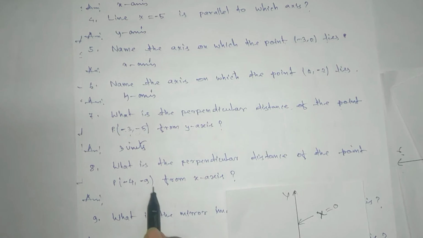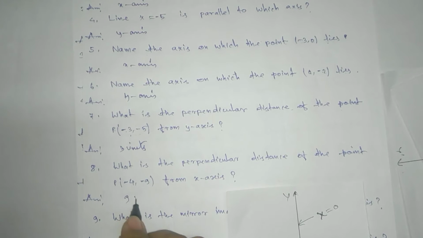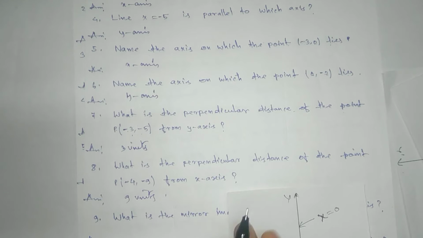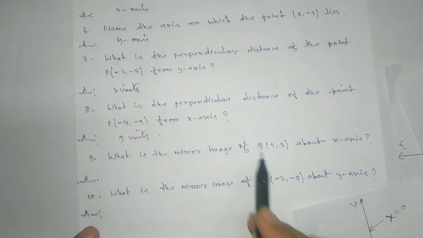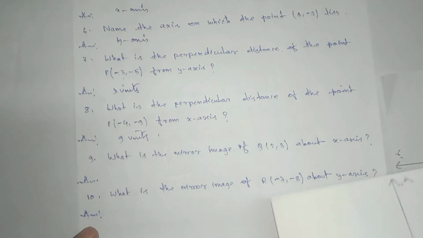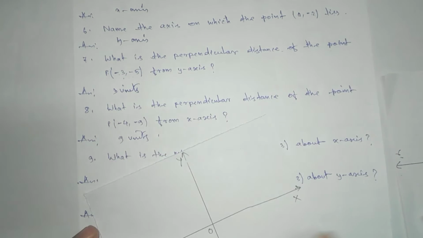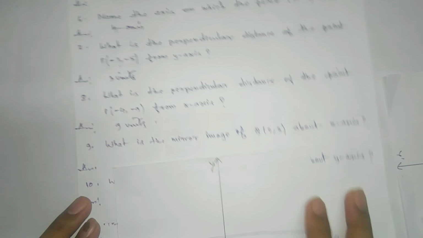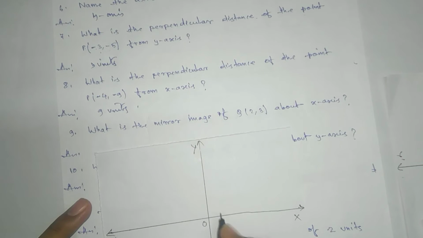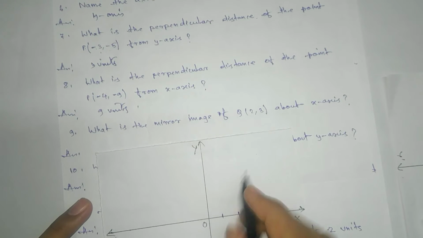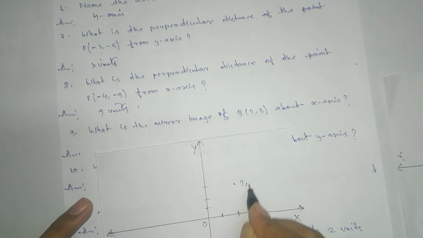So for x-axis you need to see your y coordinate, but it should be positive. So here 9 units. Next, what is the mirror image of Q? So if we take here the Cartesian plane, take the mirror image for this one. Take a point 1, 2 and 3. If we go here 1, 2, 1, 3, here 2, 3 we are getting.